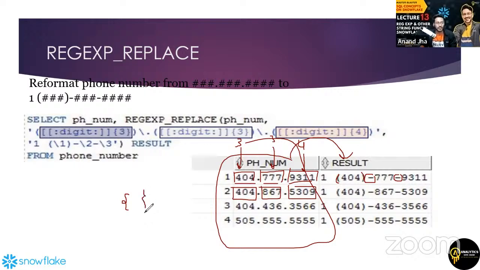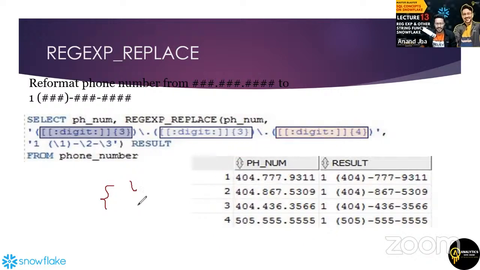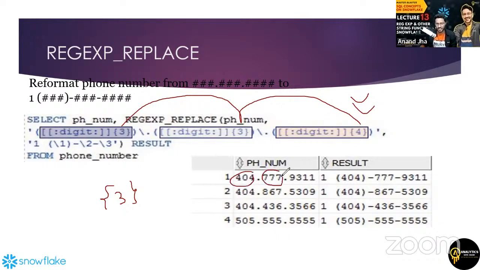Now, everyone is aware, first of all, let's break this into chunks. Everyone knows this curly bracket. If I write any number, what does this mean? That many times it is occurring. So this three is clear. Three and four, because first, three digits are there, next after the dot three digits are there, and at the end four digits are there. Number in the curly bracket means that many matches I want. Four matches, three matches and three matches. So this is very clear.